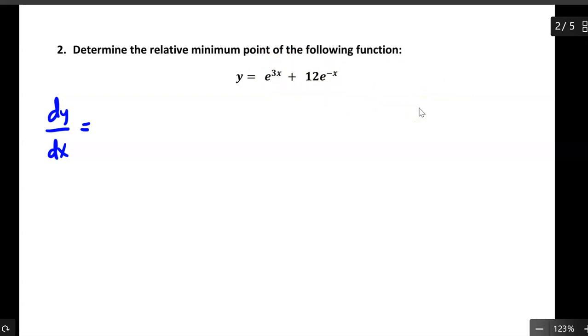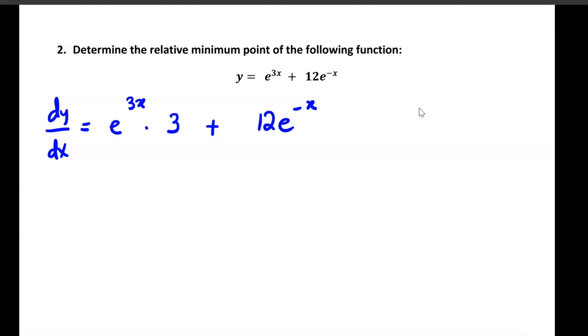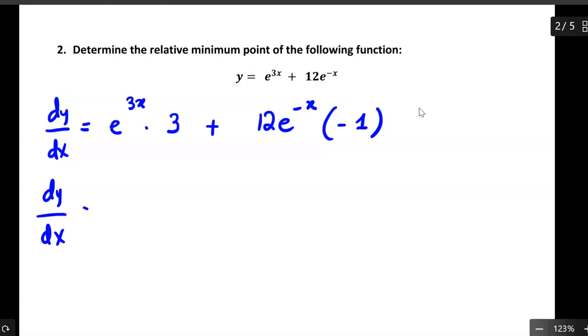Okay, so dy over dx, the derivative of e to the exponent 3x will be just e to the 3x times 3. Okay, and I add this with 12 times e to the negative x. The exact same thing again, I multiply by the derivative of negative x, which in this case is negative 1. So dy over dx equals 3 times e to the 3x subtract 12 e to the negative x.